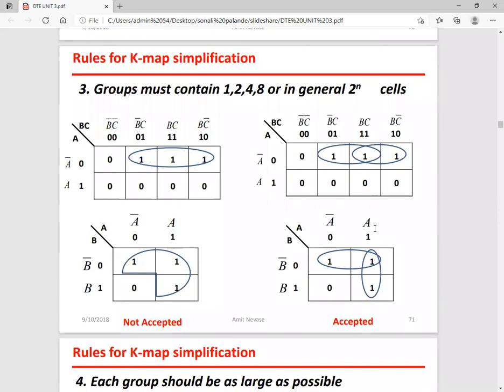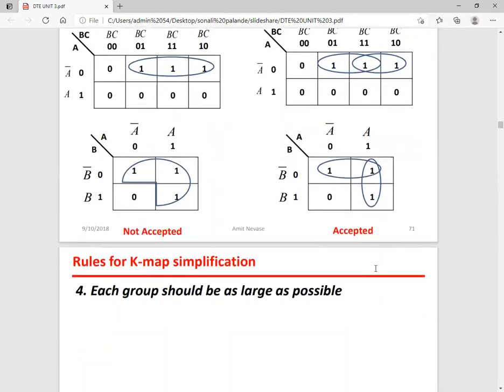The third rule is a group must contain 1, 2, 4, 8 or in general 2 raised to n cells. So here 3 ones are grouped together. Here also 3 ones are grouped together. This is not accepted. We can accept these two ones grouping together and these two ones grouping together. Like this, these two ones grouping together and these two ones grouping together.